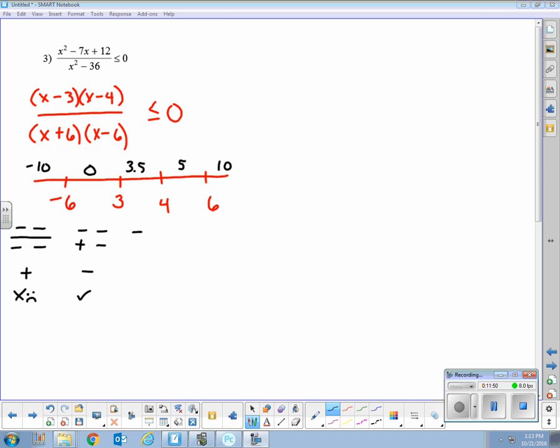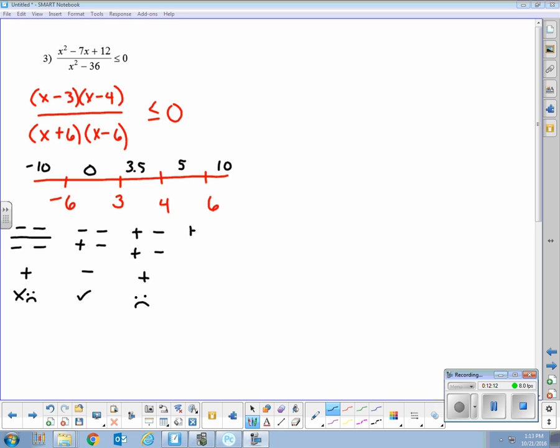3.5 minus 3 is positive, sorry about that. 3.5 minus 4 is negative, but 3.5 plus 6 is positive, and 3.5 minus 6 is negative. And so this gives me an overall value that's positive. Not going to work for this problem.